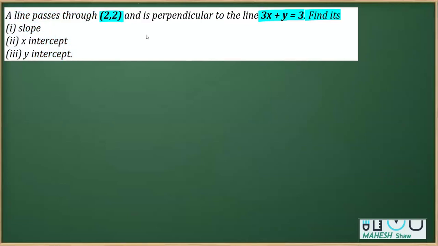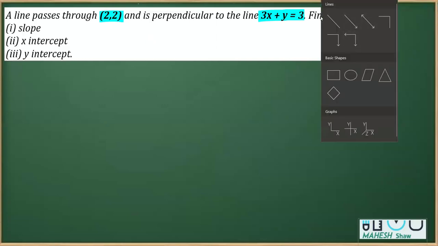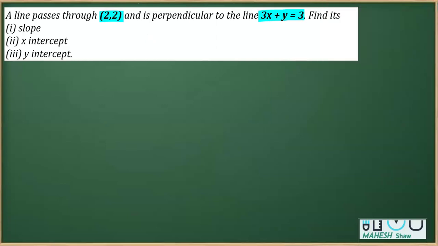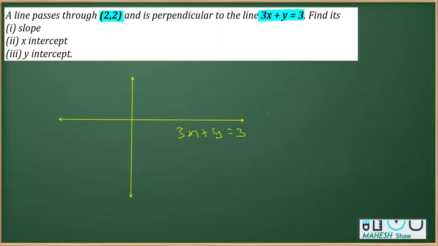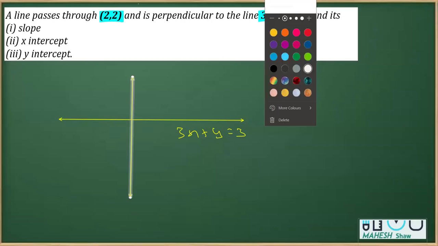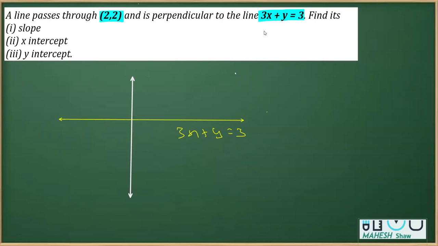Now, let's begin with a diagram. Let's say I took a line here, and the equation of this line is given as 3x + y = 3. And now I'm going to make another line, and these two lines are perpendicular to each other. The equation of this other line is what we have to get. Moreover, we have to remember that these two lines are perpendicular to each other.